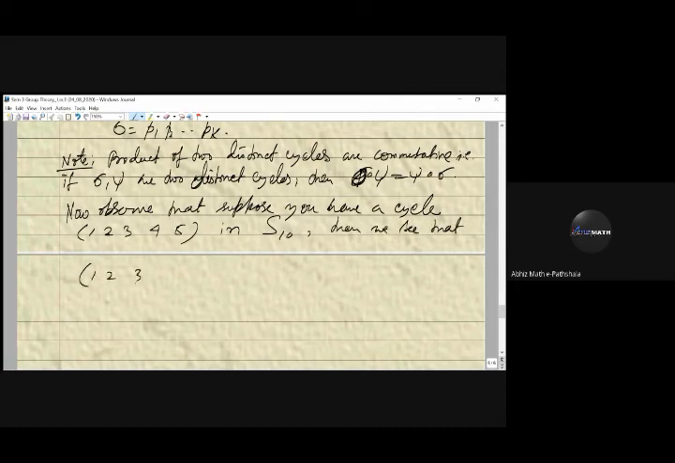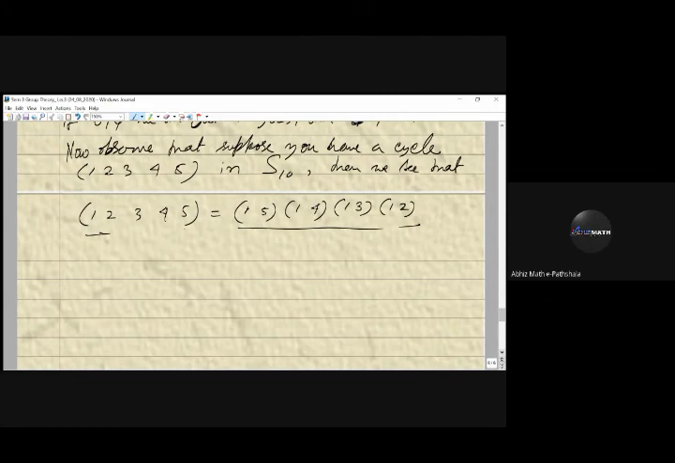this cycle will actually be a product of these cycles, which are the product of (1 5)(1 4)(1 3)(1 2). If you execute this operation, you will see that this product is actually equal to this one. And keeping this in mind, we can do this for any cycle.